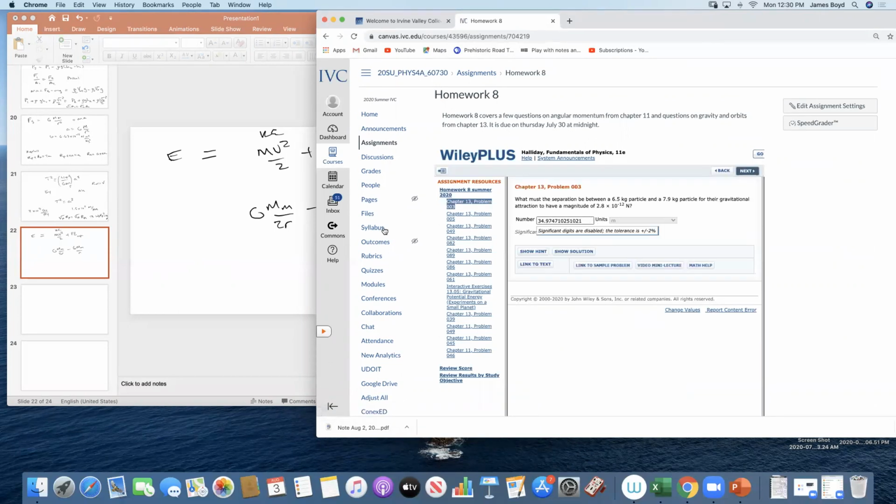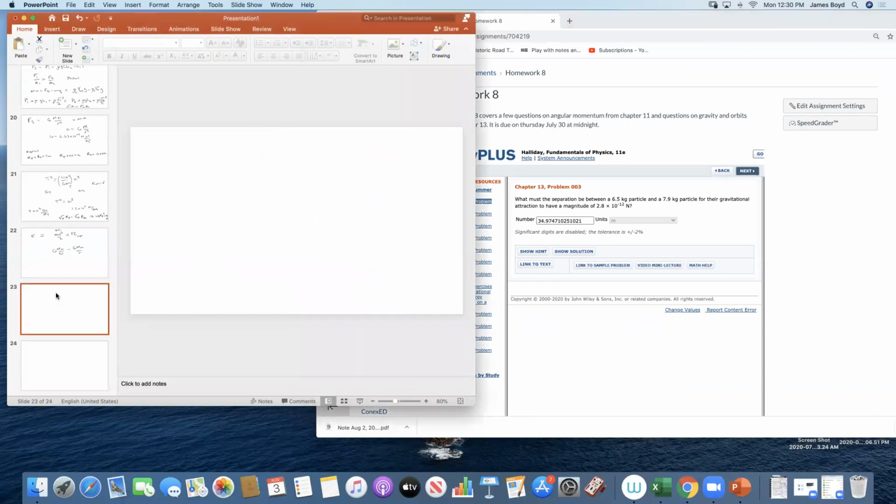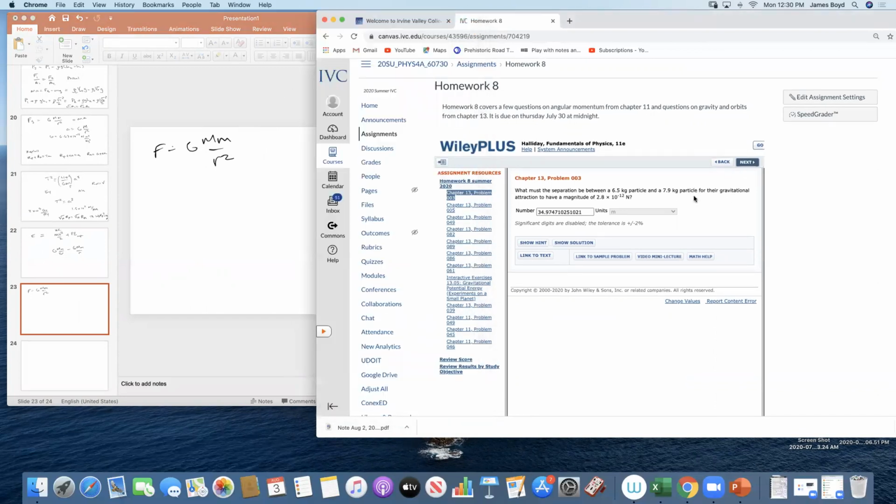Well, let's look at a few of these. This problem is straight up F equals GMm over r squared. All you had to do was put the masses in and the distance between them and G in and find the force.